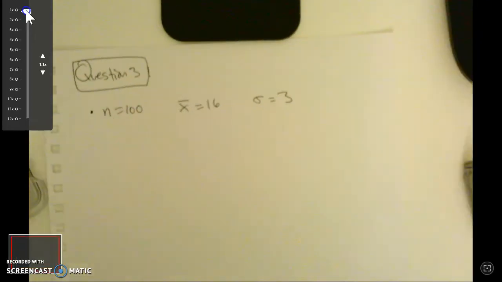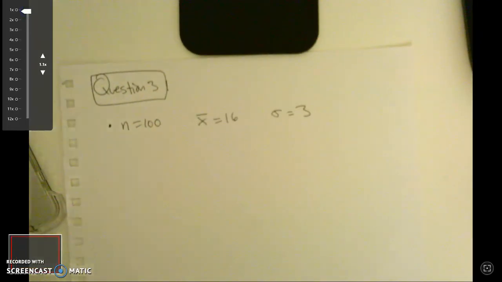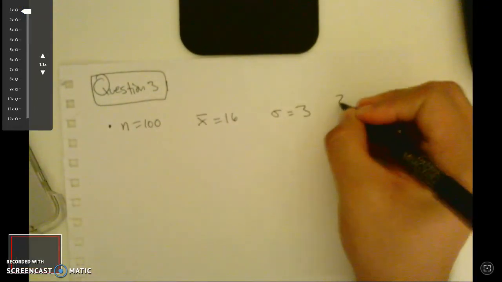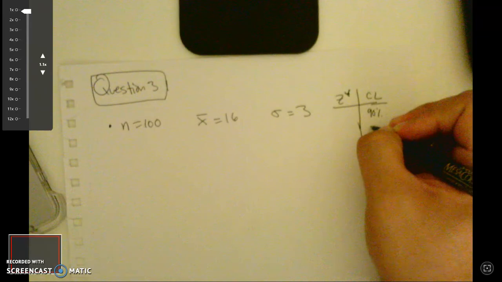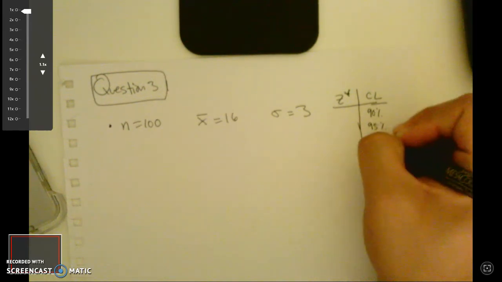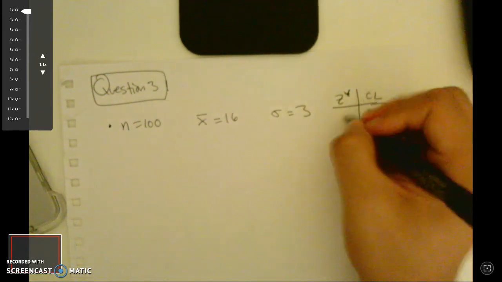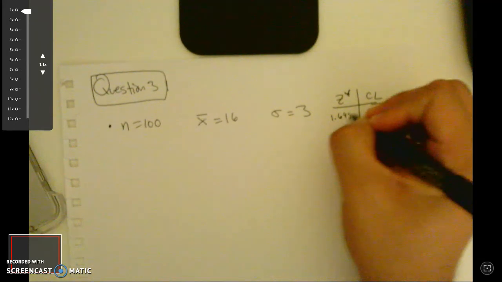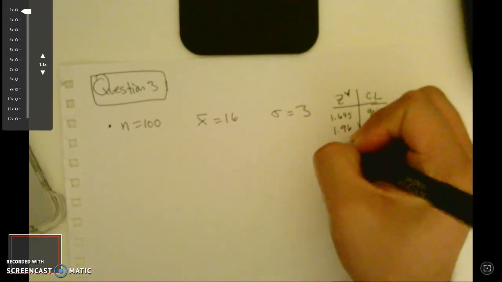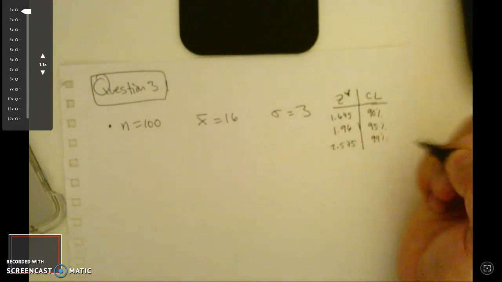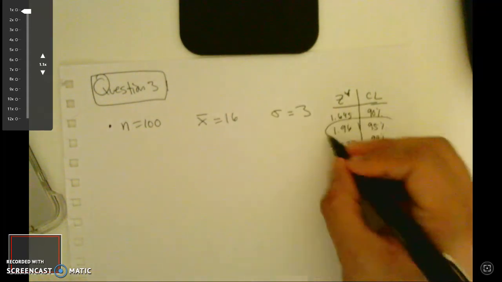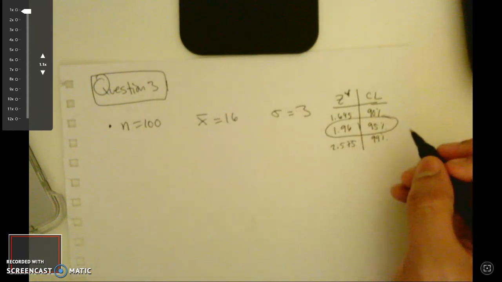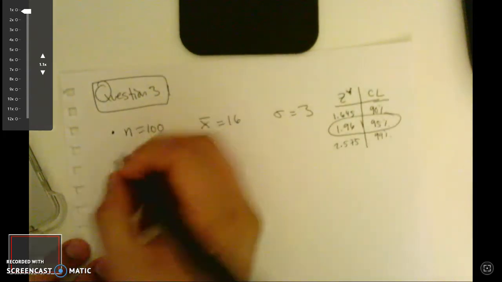Remember that in order for us to find a confidence interval, we need to figure out what our Z star is. And our Z star depends on the confidence level. So depending on whether it's 90%, 95%, or 99%, my Z star will differ. This one is 1.645, this is 1.96, and this is 2.575. In this case, since we want 95% confidence, we're going to use 1.96.